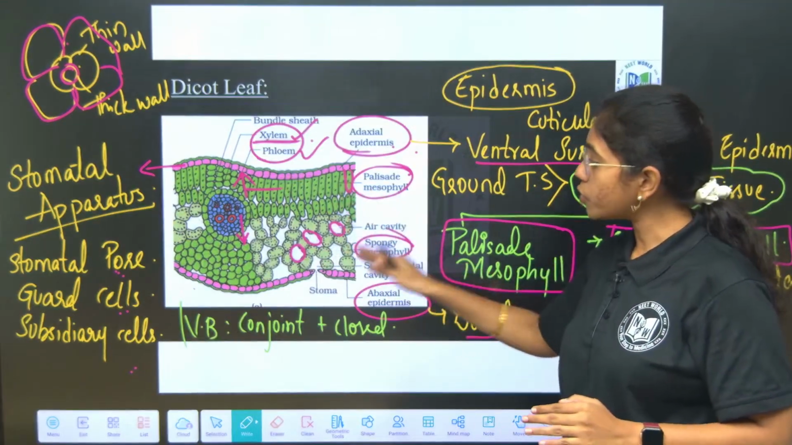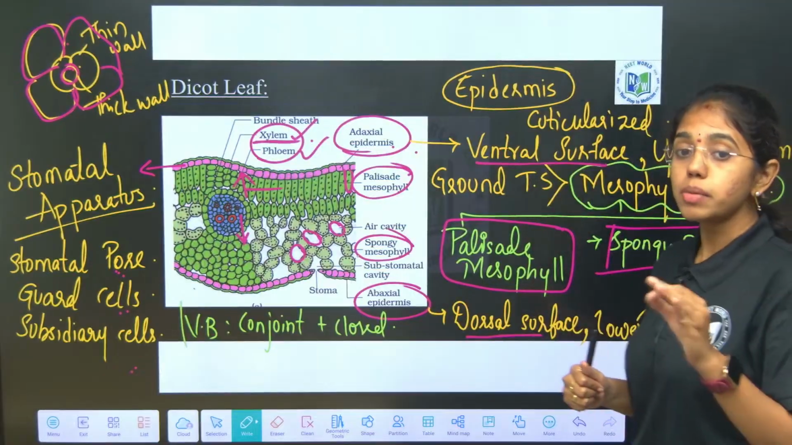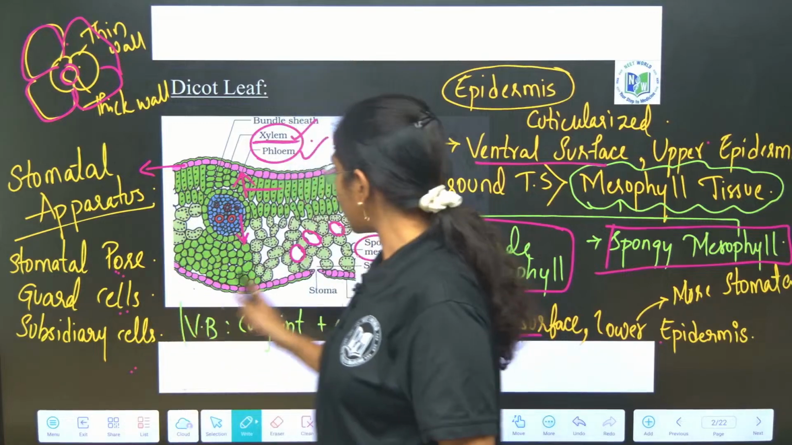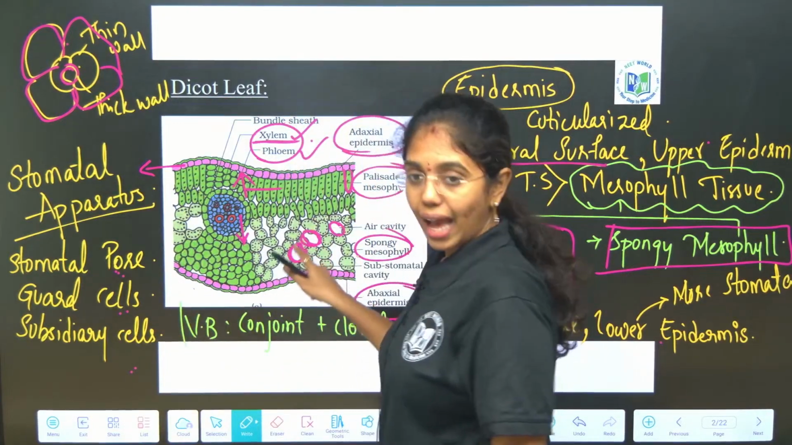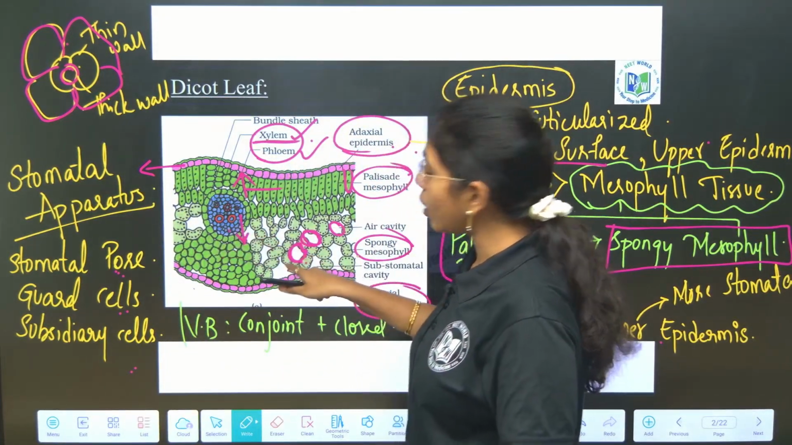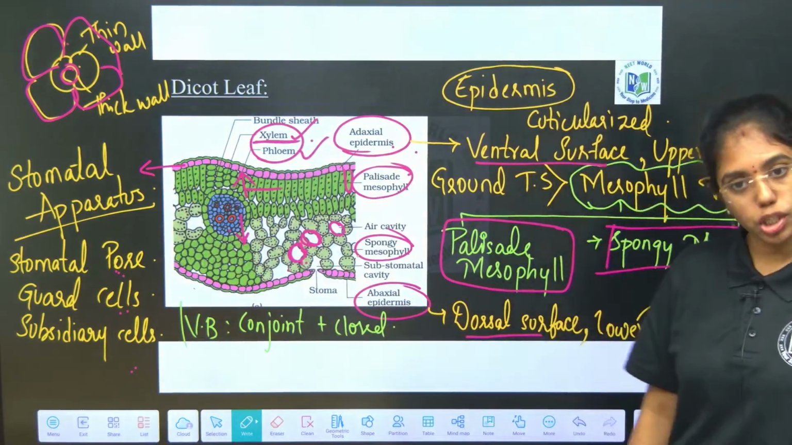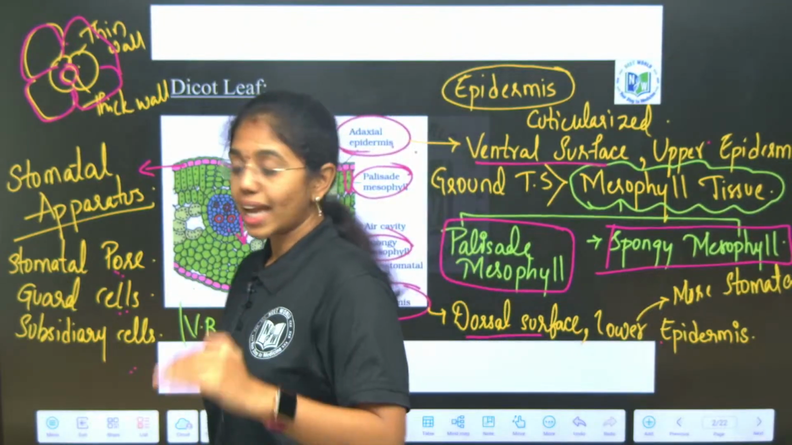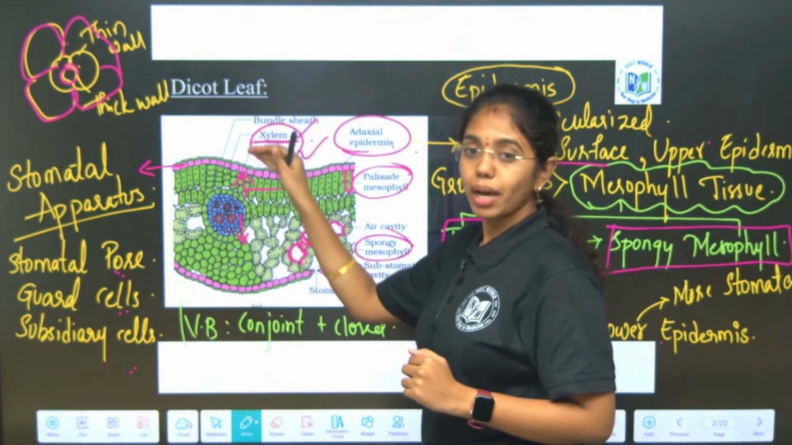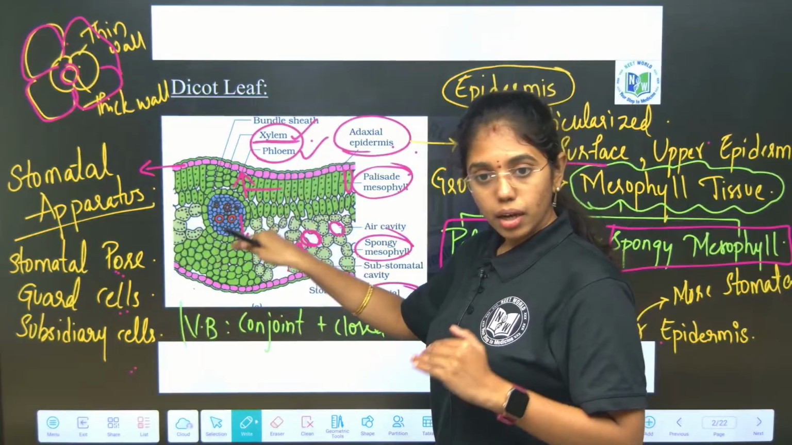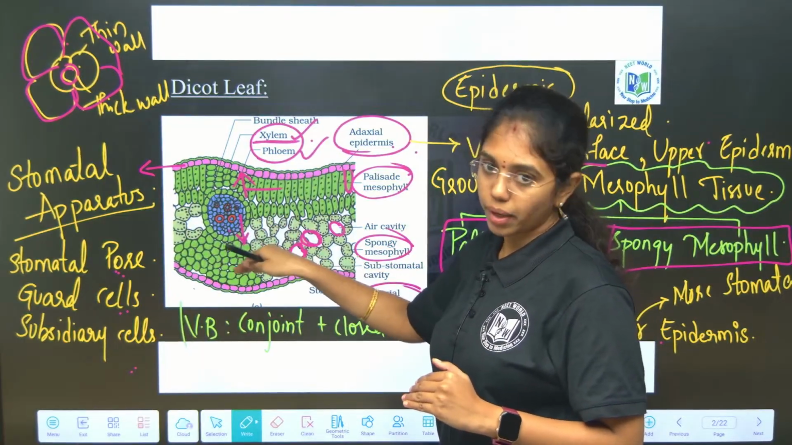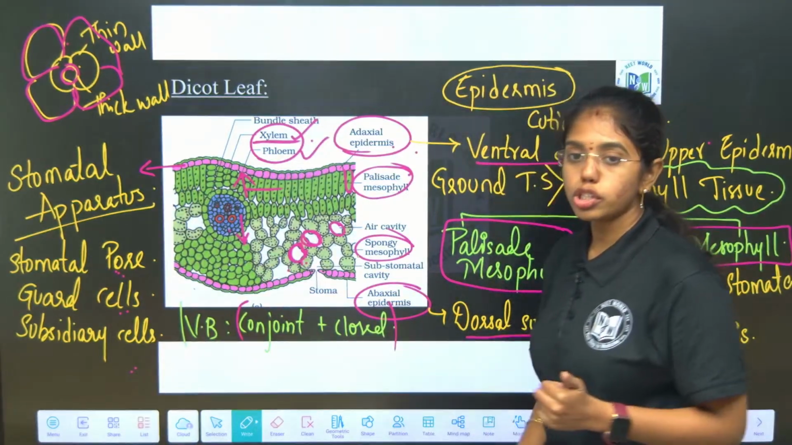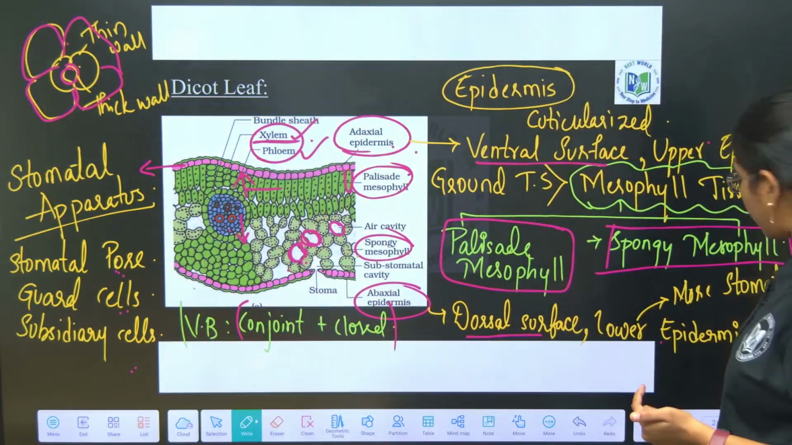Okay, next is spongy mesophyll tissue. Spongy mesophyll tissue is loosely arranged with air cavities inside them. And vascular bundles are also arranged inside the spongy mesophyll tissue. Vascular bundles consist of xylem and phloem. Xylem is towards the palisade parenchyma, phloem is towards the lower side. That is lower epidermis. And what type of vascular bundles are there? Conjoint and closed type of vascular bundles.